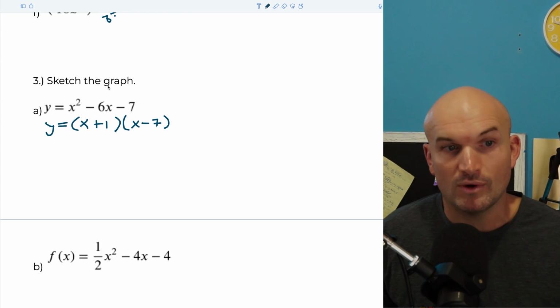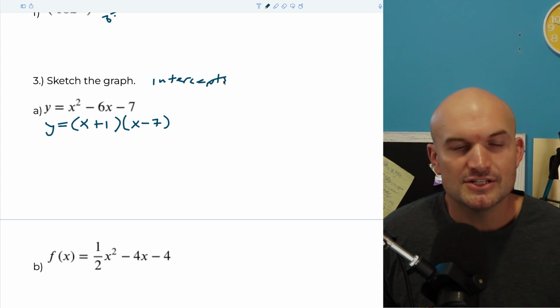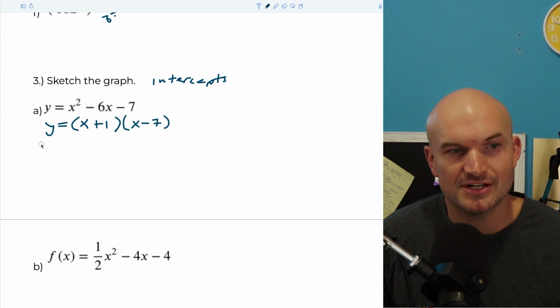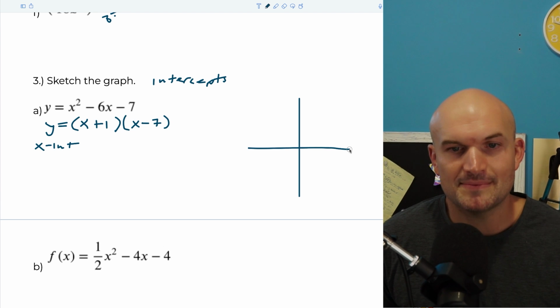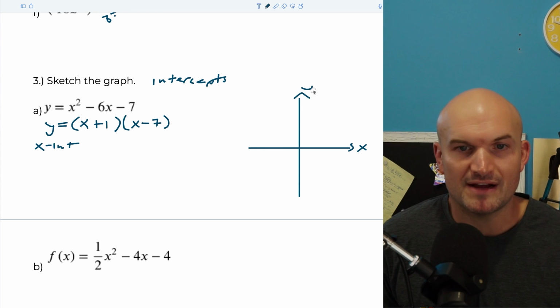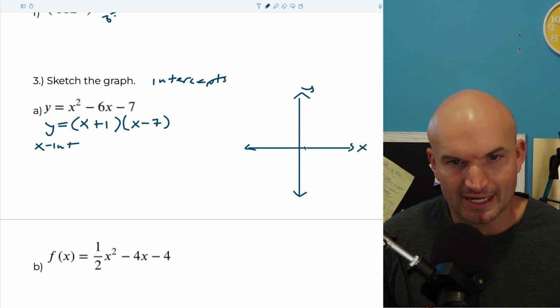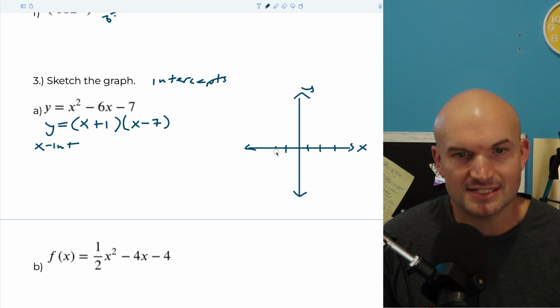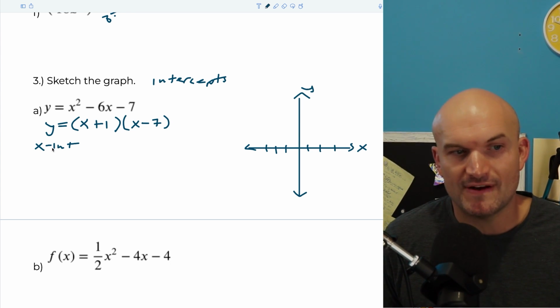If I wanted to sketch this graph, one way we could sketch a graph is by using the intercepts. So if I want to find the x-intercepts, on a graph the x-intercepts are where the graph crosses the x-axis, and the y-intercept is where the graph crosses the y-axis. The interesting thing about the x-intercepts is, where does the graph cross the x-axis? The value of y on the x-axis is 0. So if I want to find the x-intercepts, just put y equal to 0.